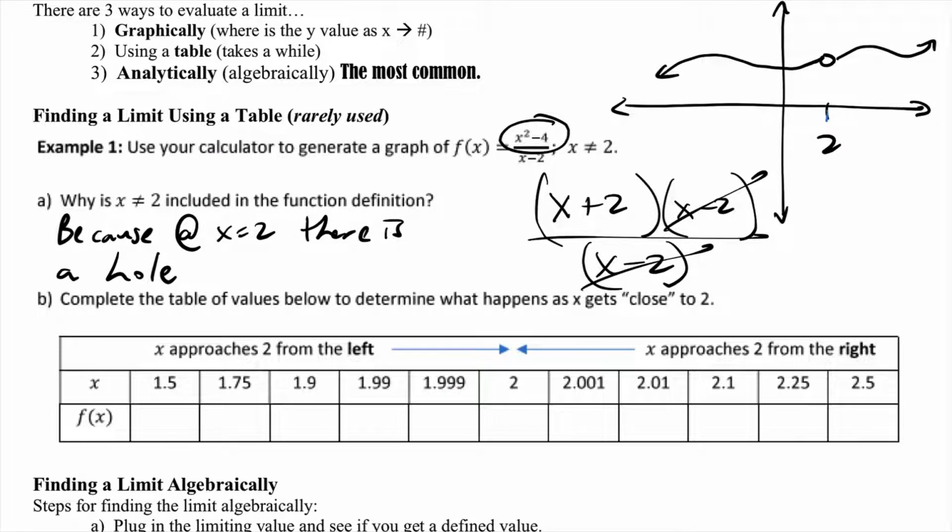Okay, so table. So we're checking as the limit gets close to 2. So what they want us to do, in other words, what they're saying is they want us to find the limit as x approaches 2 for f of x. That's what we have to do. What is f of x? F of x is this guy right here.